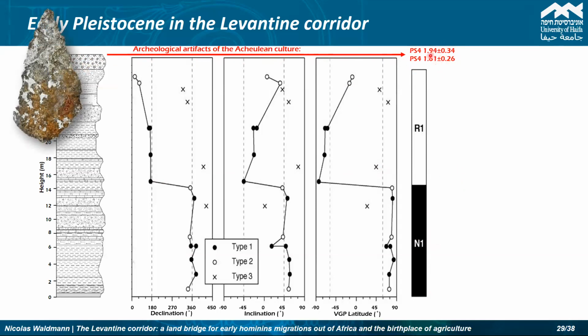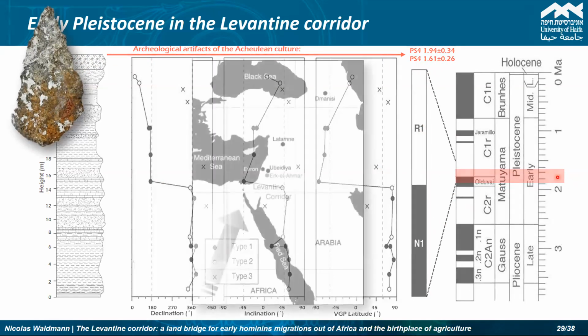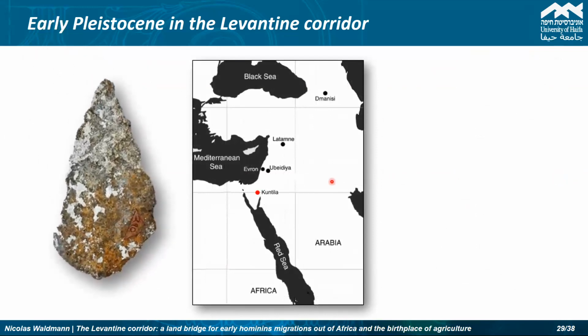And basically, this is pointing out that our normal to reverse is most probably the transition between Olduvai and C1R, which is 1.8 million years ago. If this is true, we are pointing out that Kuntila Lake was another dot at which early hominins may have crossed and seen or drunk and eaten when they crossed the area from Africa to Europe or back into Africa, of course, another dot apart from those that we already know.